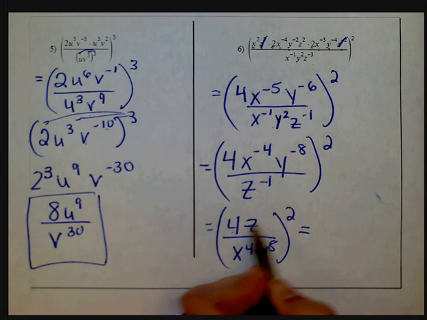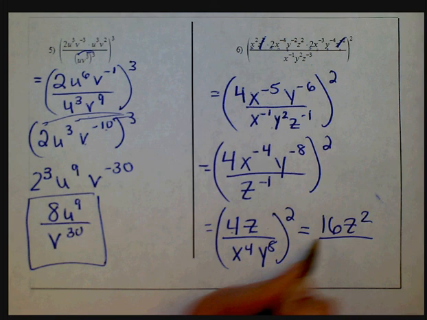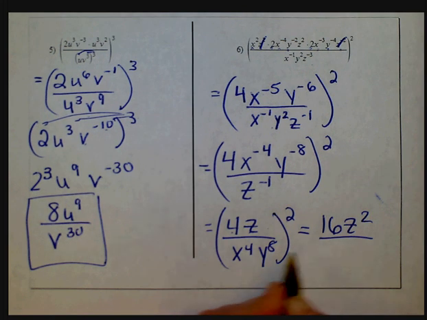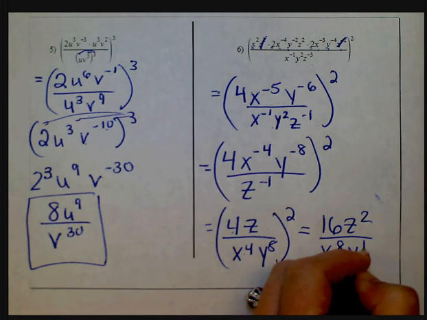So 4 squared is 16. Z squared is z squared. X to the 4th squared, multiply those, gives you x to the 8th. Y to the 8th squared gives me y to the 16th as my final answer.